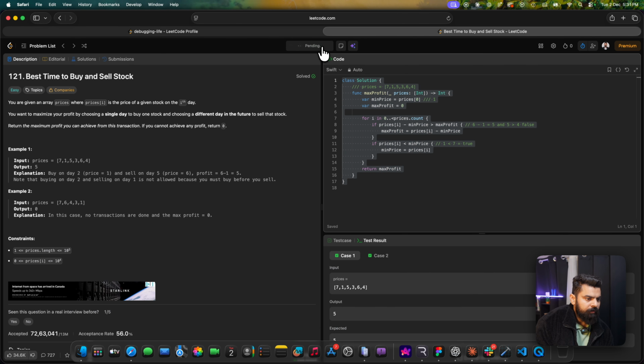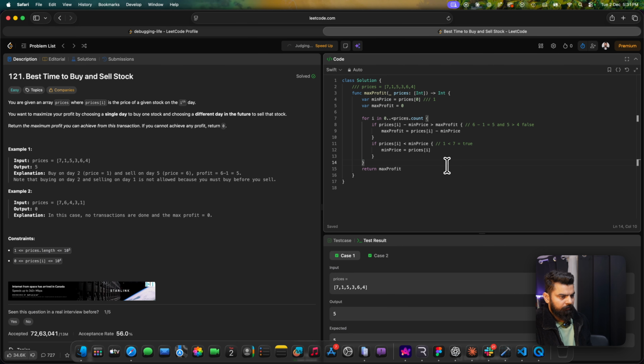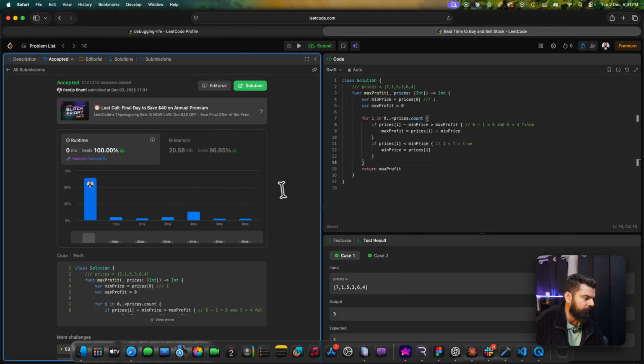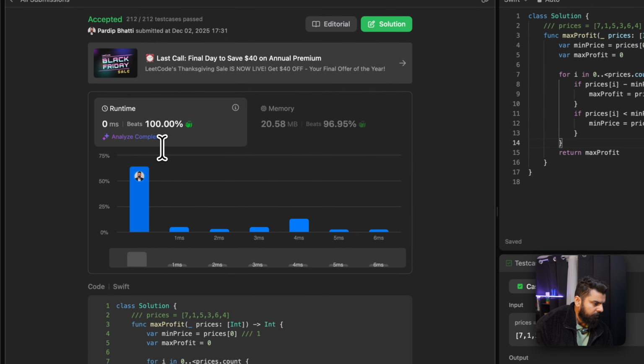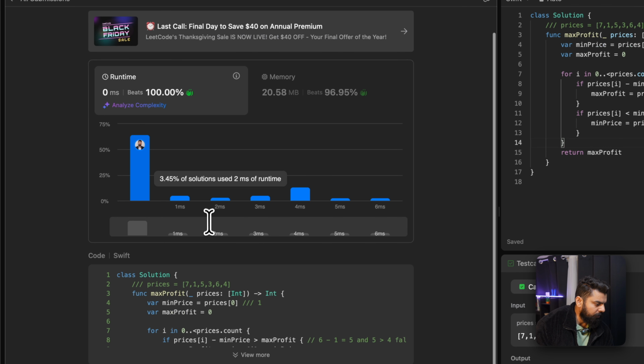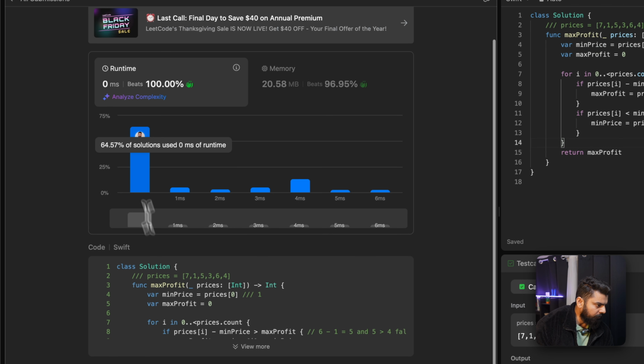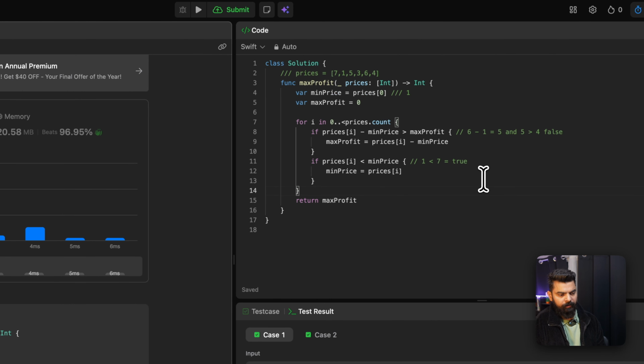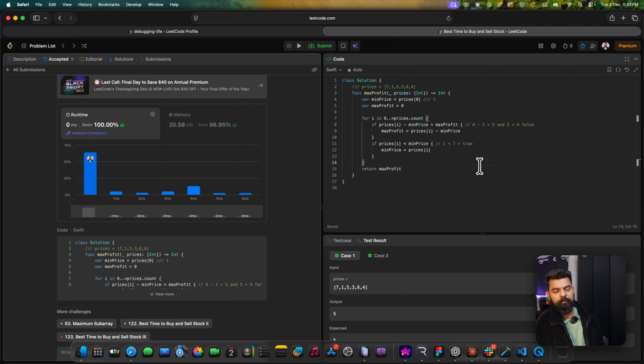Okay, so if we submit it, it should be working. All right, so it is giving us 100% beats. The solution is very optimized. It took around 0 milliseconds to compile. So this is how we solve these kinds of problems.